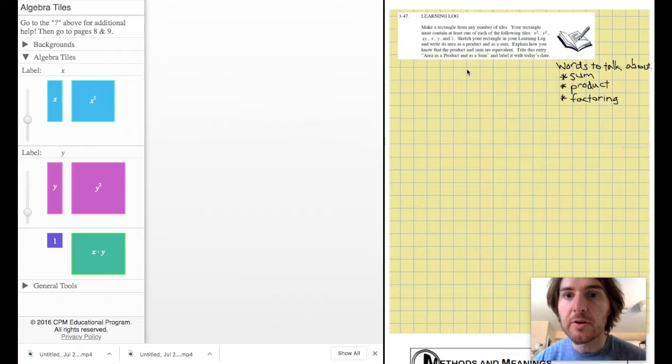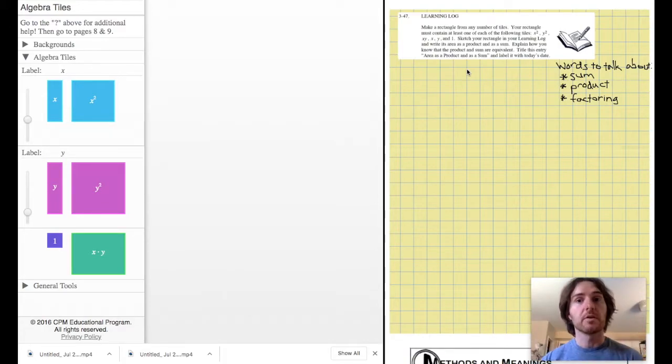Okay, 347 learning log. It says make a rectangle from any number of tiles. As long as you can make a rectangle, you should be able to know how to write it as a product and as a sum. So that's kind of what you're doing here in the learning log. Your rectangle must contain at least one of each of the following tiles. They're going to have a whole bunch of tiles in this one.